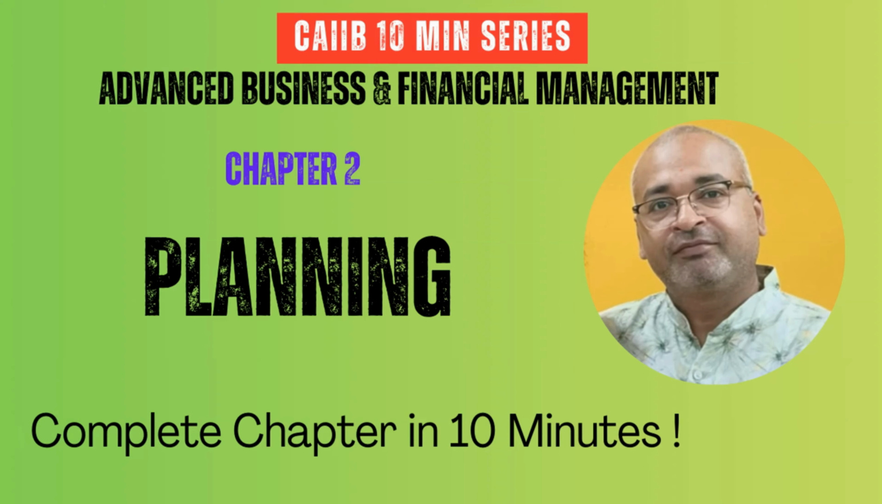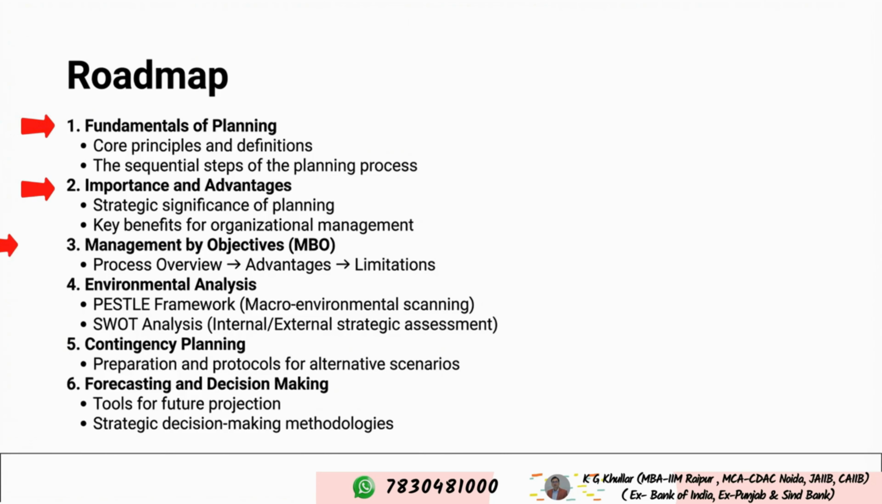In this chapter, we will cover the core concepts of planning as a management function. We will look at what planning means, the steps involved, its importance, management by objectives, environmental analysis tools like PESTEL and SWOT, contingency planning, and finally forecasting and decision making. This chapter is conceptually rich, so we will move through the key ideas in a structured way.